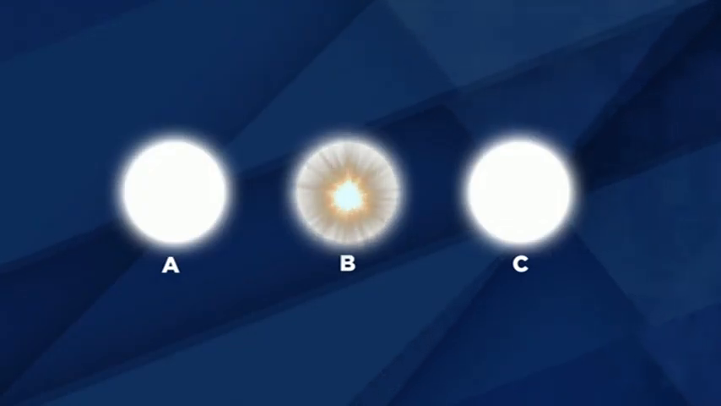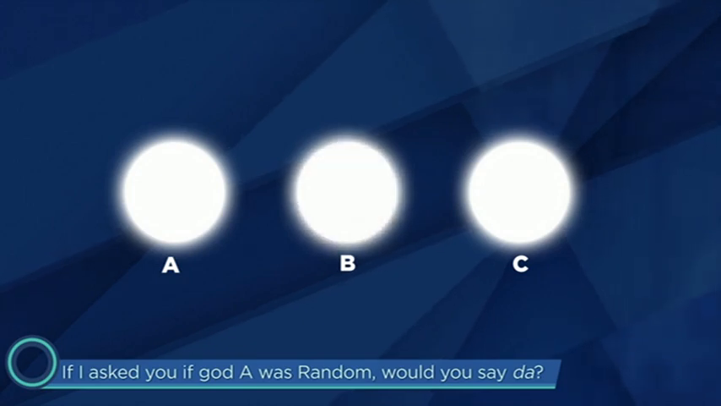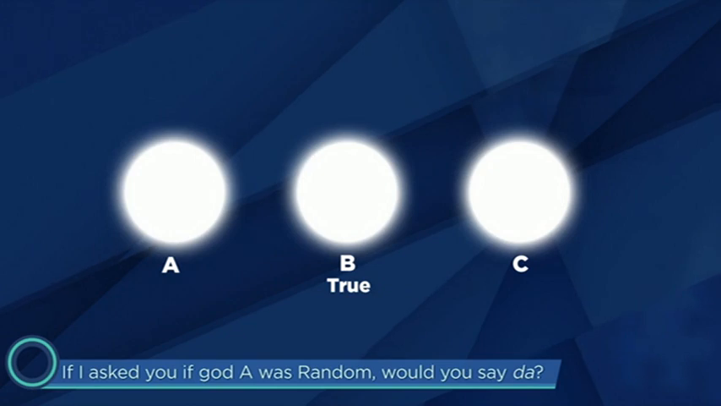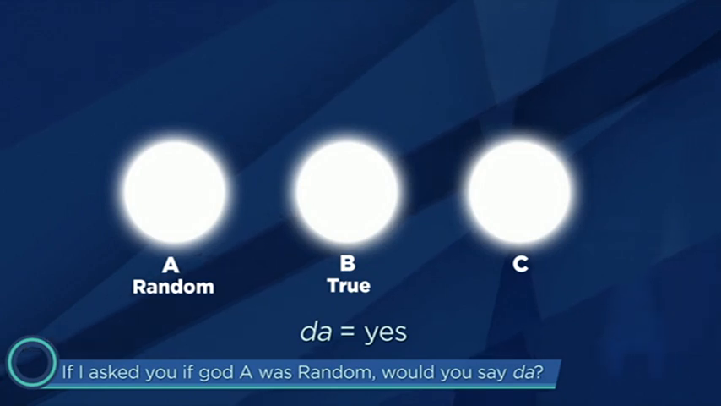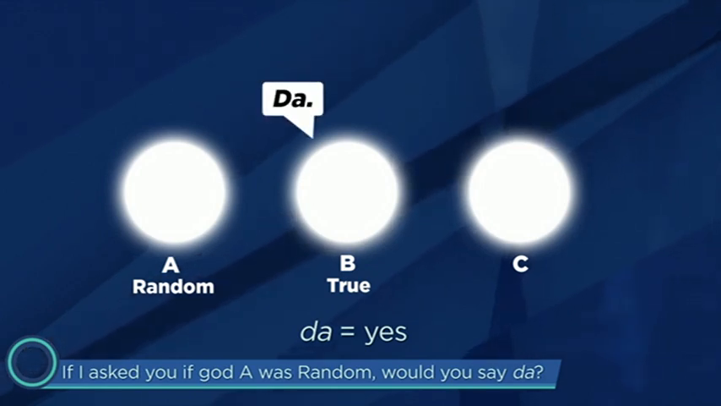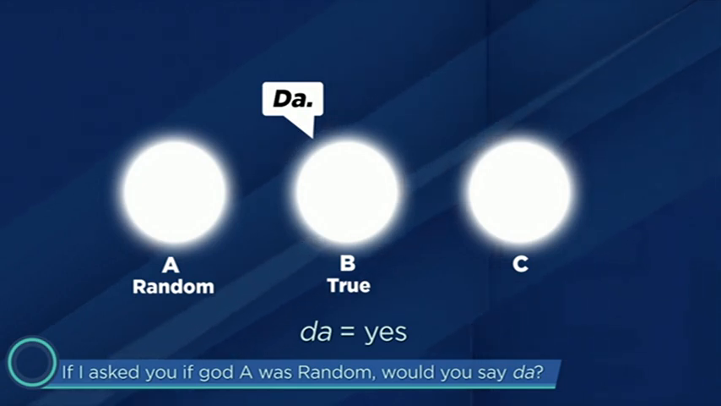First, we go to God B, and we ask, if I asked you if God A was random, would you say da? Let's consider two cases just to see how the analysis goes. Suppose B is true. Let's also suppose that A is random and that da means yes. With these assumptions, if true is asked if A is random, then he'll reply with yes. And since da means yes, true will indeed reply with da when asked whether A is random. So B's answer to the conditional question is da.